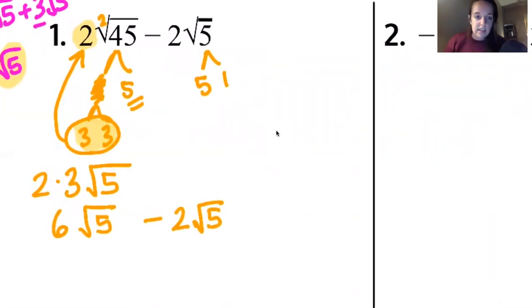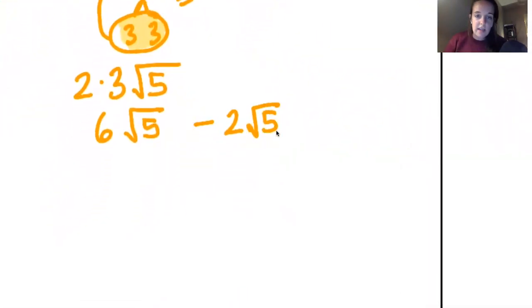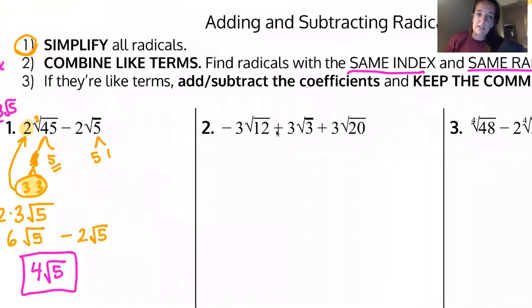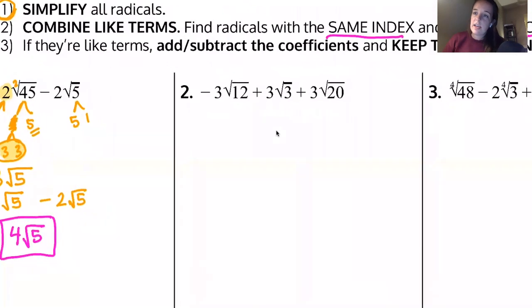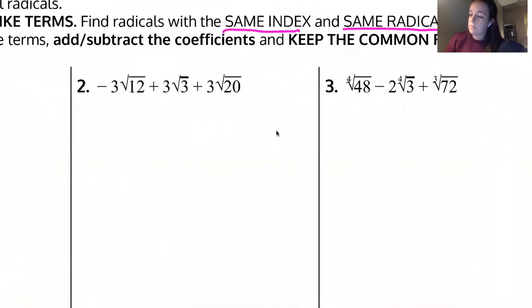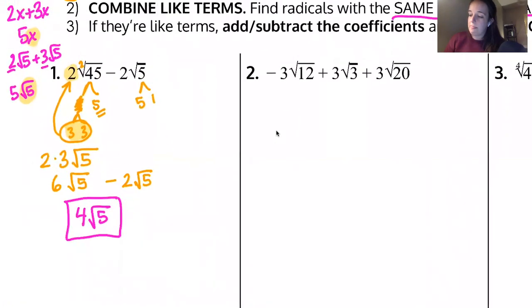So in this case, I can see that I have 6 square root 5s and I'm subtracting 2 square root 5s. If I have 6 of them and I take away 2, then I would have 4 of them left over. So this would be 4, and I leave the radical the same. So 4 square root 5, and that would be my answer. Step 3 says if they're like terms, add and subtract the coefficients and keep the common radical. So the radical will stay the same. That's what we did here for step 3.